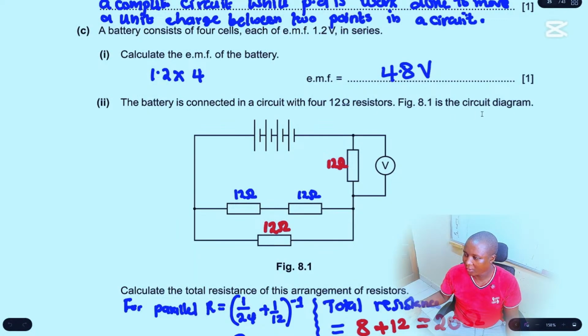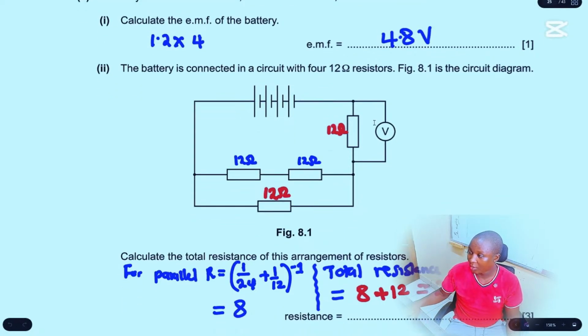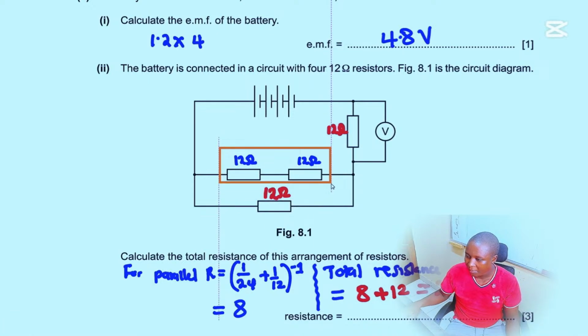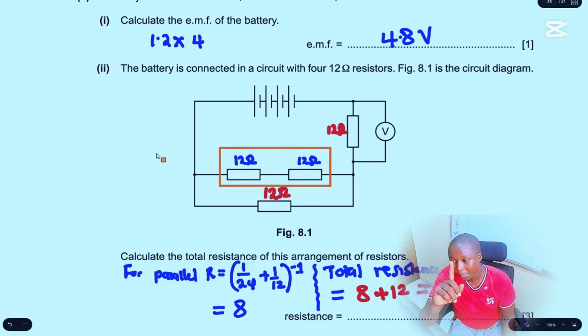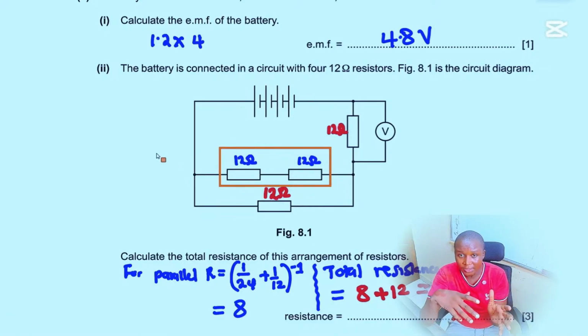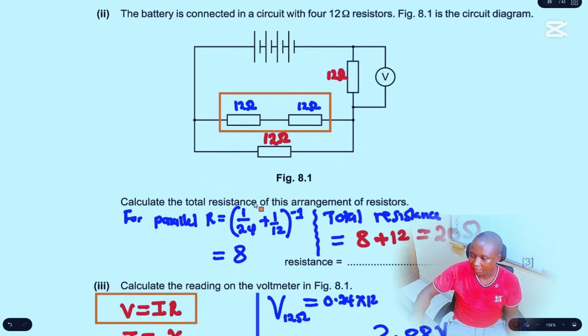The battery is connected in a circuit with 12 ohm resistors, which we have here. You are supposed to calculate the total resistance from the circuit diagram. Something we need to appreciate is that these resistors can be combined to create one resistor. If we combine those two resistors, we have a resistor of resistance 24 ohms. Which means this one of 24 and this one will be in parallel.